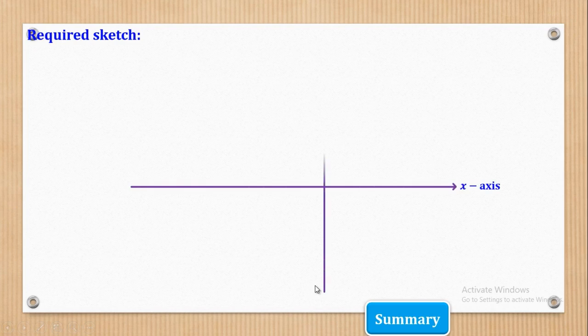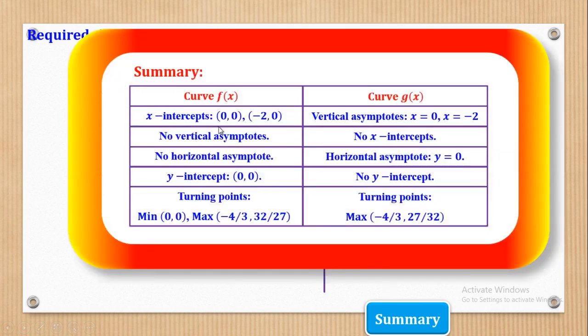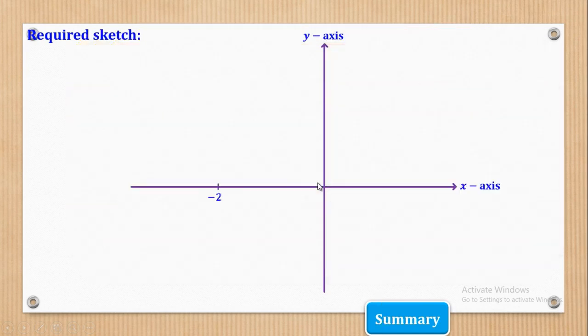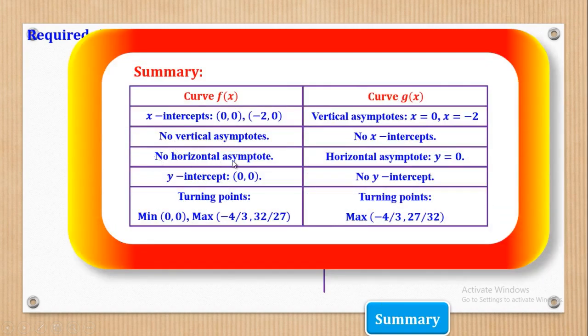So now we shall go to the required sketch. For the required sketch, we need the x-axis and the y-axis labeled. Then we shall sketch curve by curve. Let's start with the curve f(x). So for curve f(x), we have these intercepts (0, 0) and (negative 2, 0). So (0, 0) is already the origin and (negative 2, 0) is this. Then next, there are no vertical asymptotes, no horizontal asymptotes, but the y-intercept is (0, 0), which we already know. Now let's go to the turning point (0, 0), which we already know is the origin, and maximum, which is that.